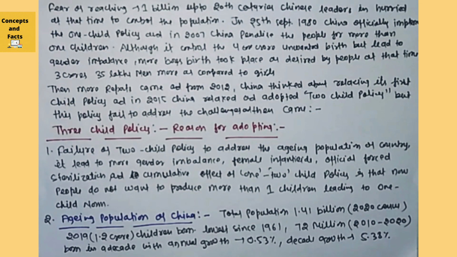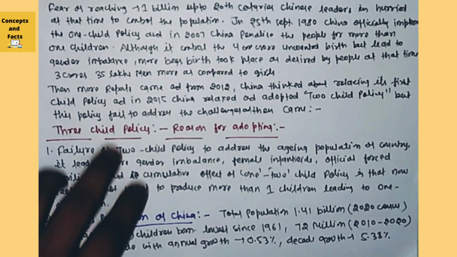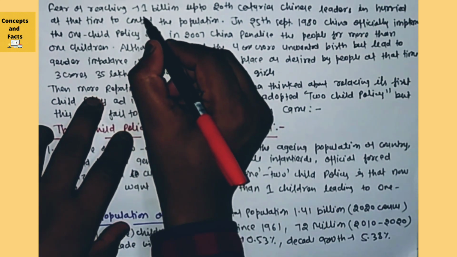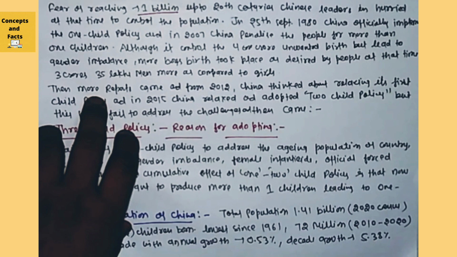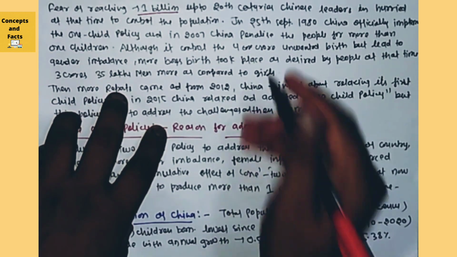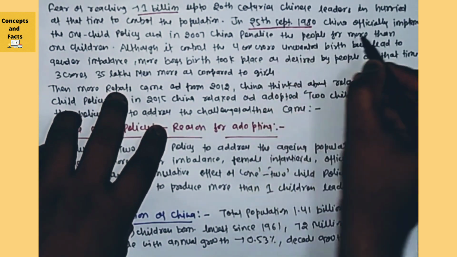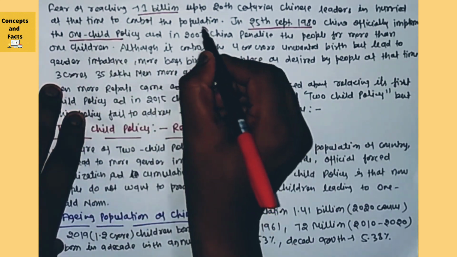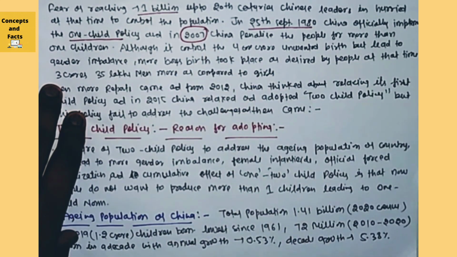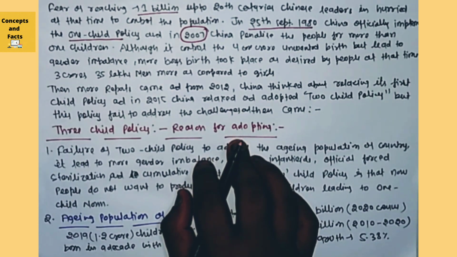In the 20th century, reports were saying that at the end of the 20th century, China had the fear of reaching 1 billion population. That's why the Chinese leaders at that time wanted to control the population. Similarly, on 25th September 1980, China officially implemented the one-child policy. And in 2007, China even penalized people for producing more than one child.